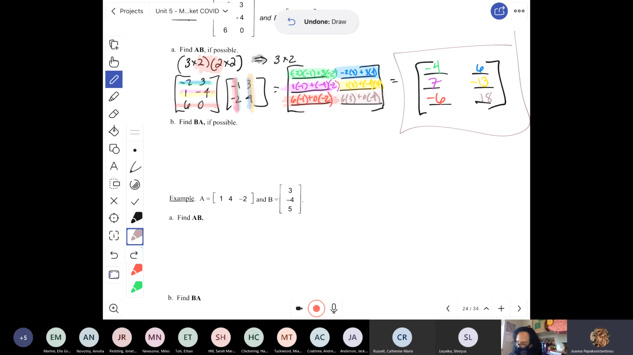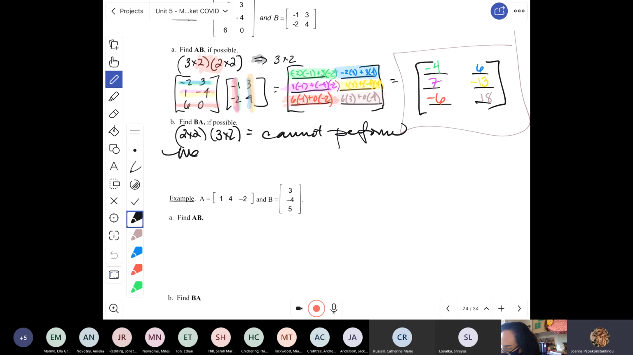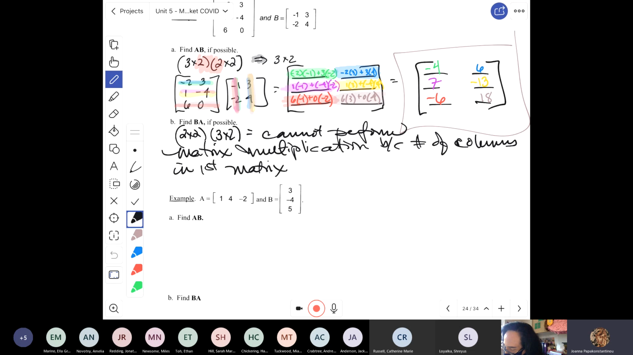Okay, let's try the next example. What is the order of B? What did we say? It was a 2 by 2. What is A? What do you say? Yes. And you better believe you are going to be asked to justify any operation that you cannot complete.